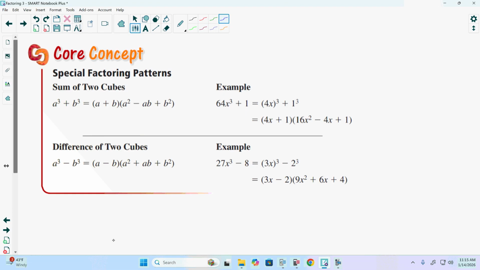Sum of two cubes and difference of two cubes. Now the general form for sum of two cubes and difference of two cubes, I would write it next to it, is going to be these two formulas here. The top one is the sum of two cubes. The bottom is the difference of two cubes.